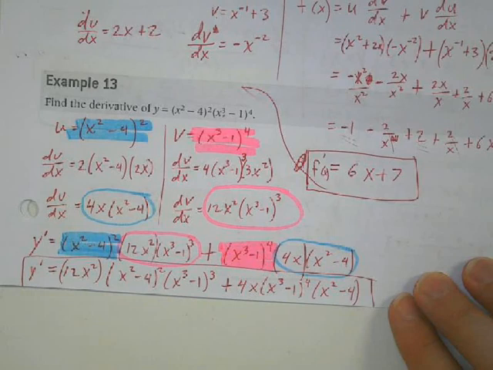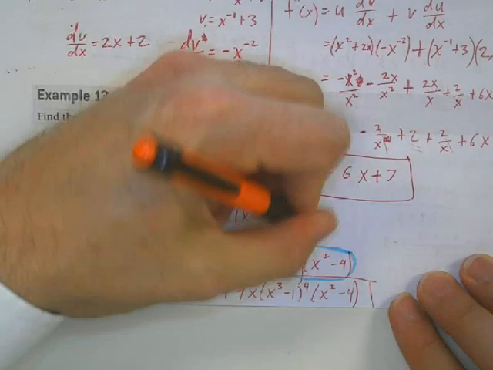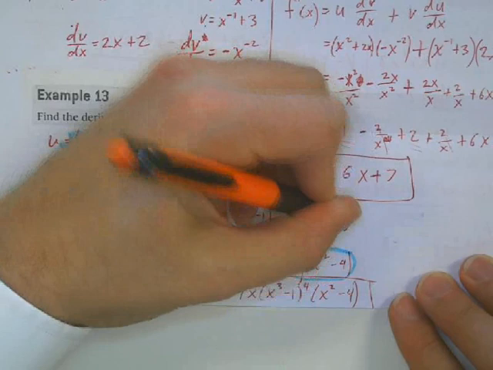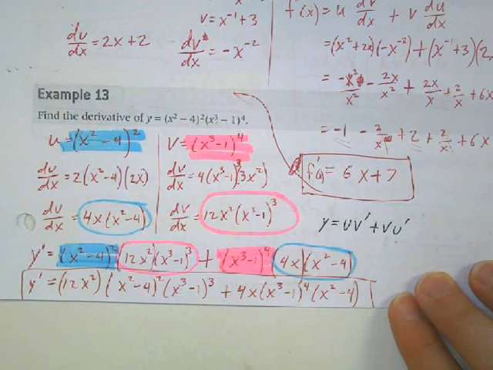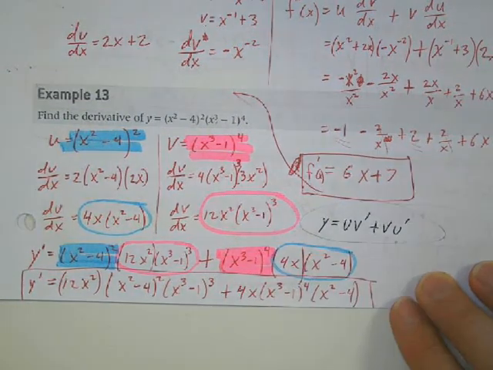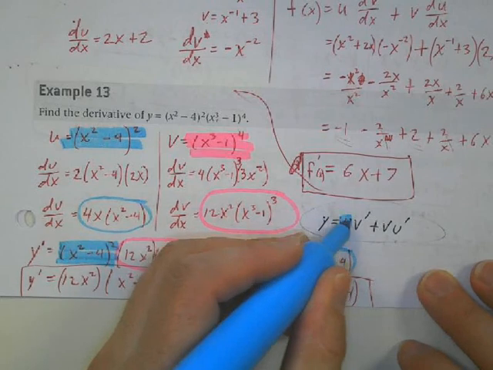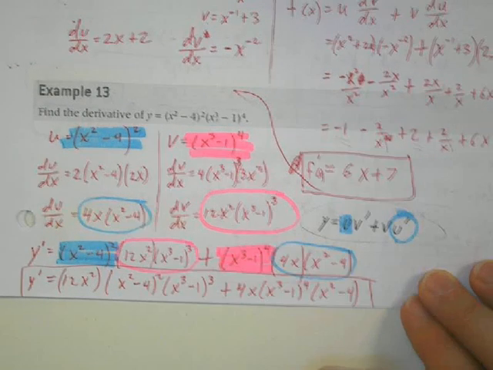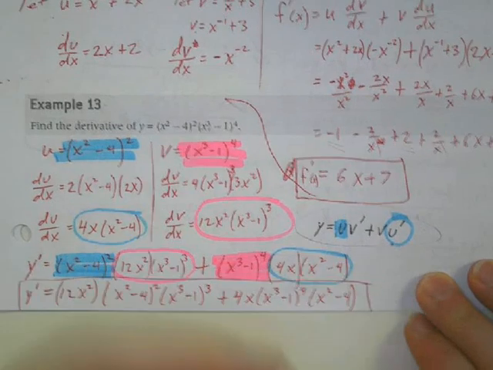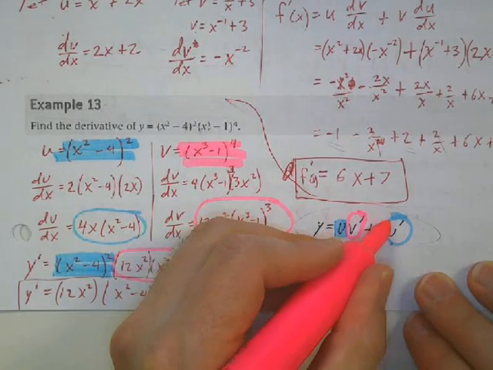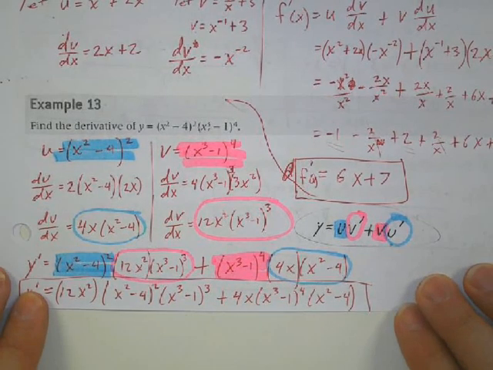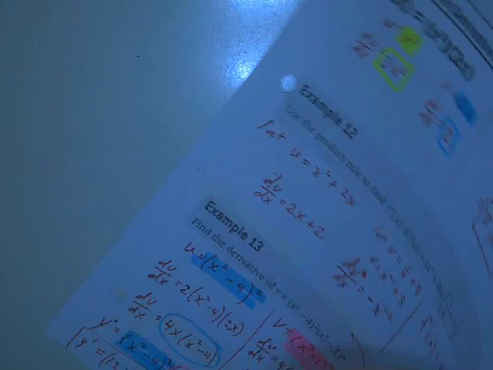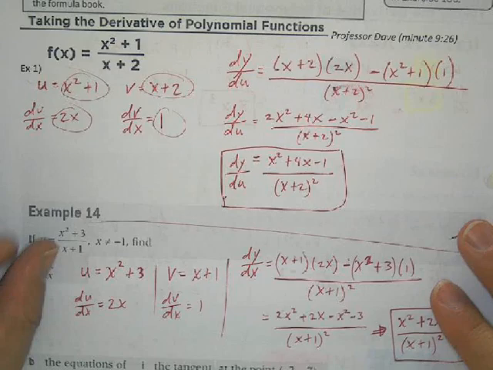Okay. So what did we just say? We said y prime equals u times v prime plus v times u prime. That's what we just did here. Okay, I hope my color coding makes sense. You might want to hit pause. Okay. So the next ones I've already solved out, but I'm just going to use highlighters to help you out.